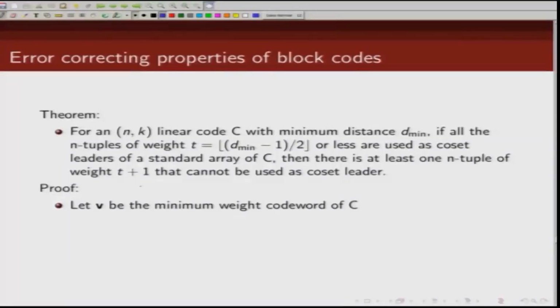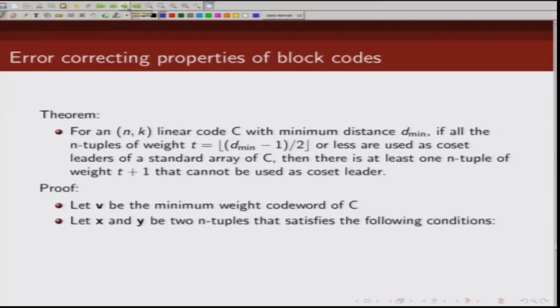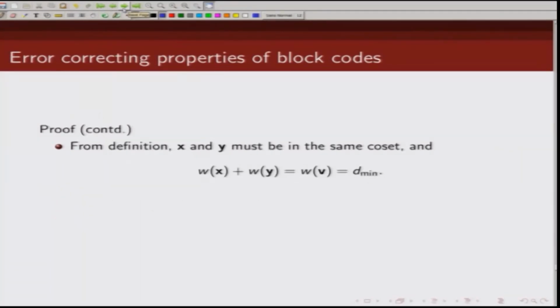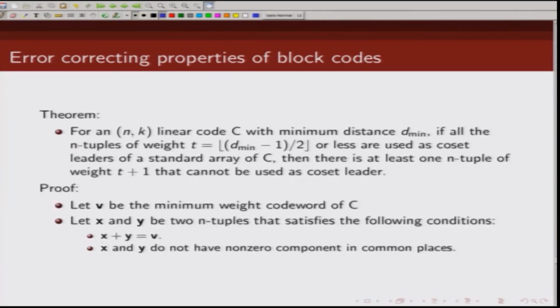So, how do we prove it? Let us assume V is the minimum weight code word of C, and we have two n-tuples x and y which satisfy the following conditions. First, x plus y is equal to V, and x and y do not have any component in common. So, they do not have ones in the same position. So, from the definition, x and y must be in the same coset.